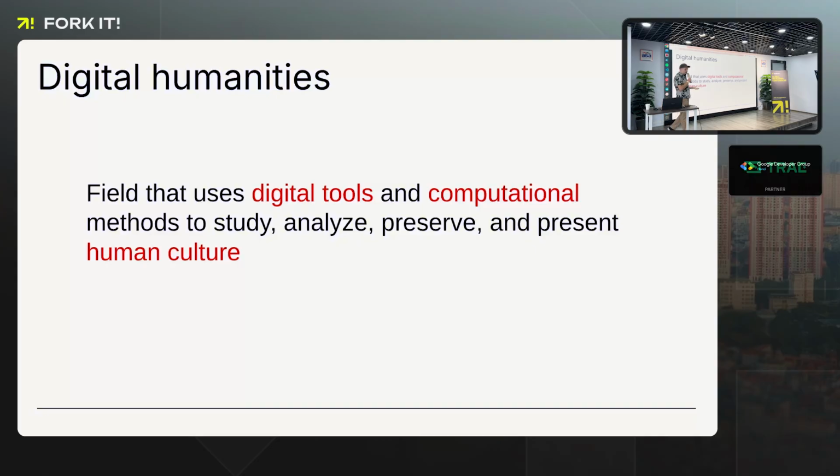So finally, the topic is what we call digital humanities. The definition of that is a field that uses digital tools and computational methods to study, analyze, preserve, and present human culture. Human culture could be literature, could be art, could be anything, and we will focus today mostly on history and a bit on ethnography.